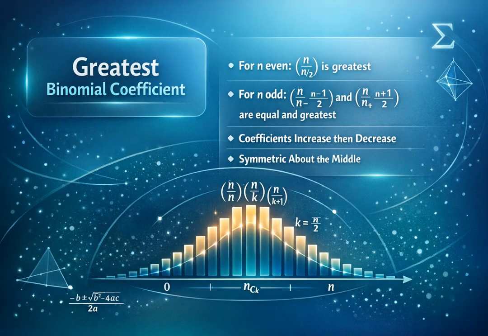The greatest binomial coefficient depends on n. For n even, nC(n/2) is the greatest. For n odd, nC((n-1)/2) and nC((n+1)/2) are equal and greatest. The coefficients increase to the middle, then decrease symmetrically. This pattern is visible in Pascal's triangle.